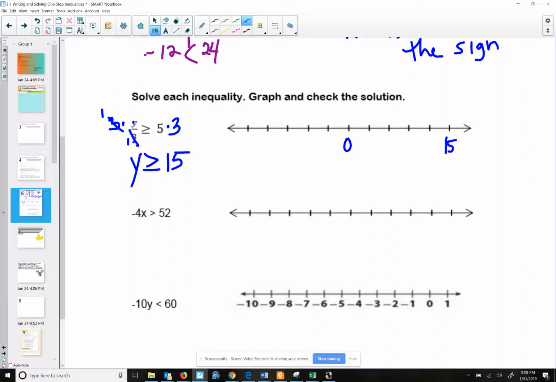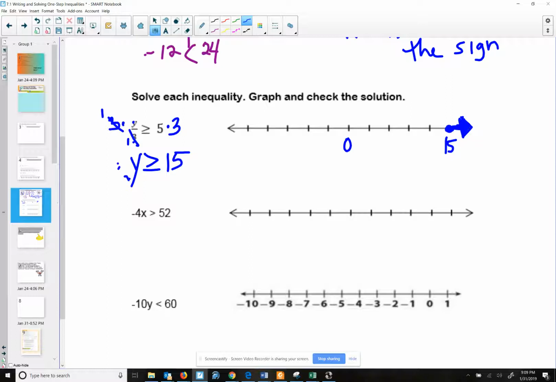I want greater than or equal to. This is my significant digit right there. I'm going to fill in the circle. I want everything greater than. That's to the right. So I'm going to fill that in and make my arrow large and filled in. So it indicates to me every number 15 or larger satisfies that inequality. So 16, 15.5, 20, 100, all of those numbers are bigger than or equal to 15.